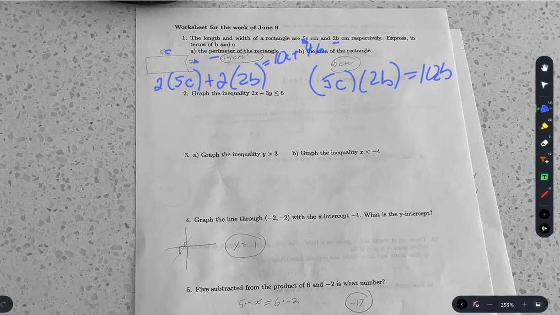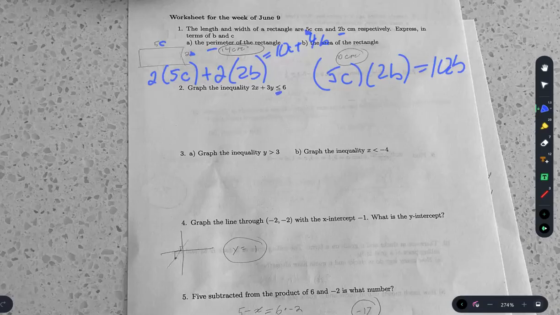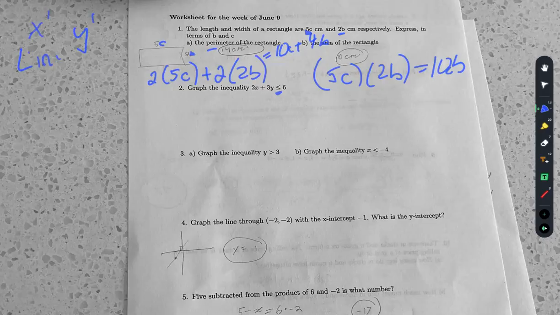Okay, so in dealing with inequalities with equations of lines, since the x and the y are both to the 1 power, you know it's a line. So if it's a line, we like to get it into the y equals mx plus b form in order to graph it, right? So let's do that. So I'll have 3y equals negative 2x plus 6, divide through by the 3.